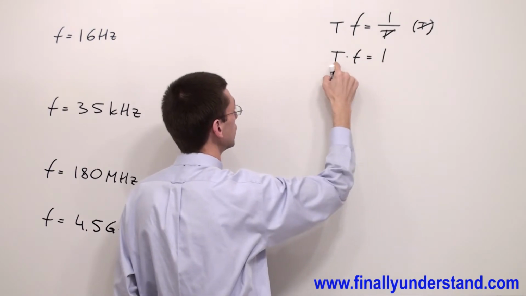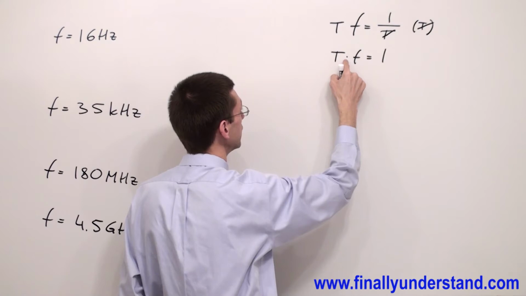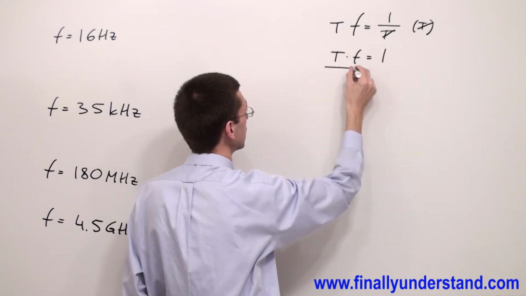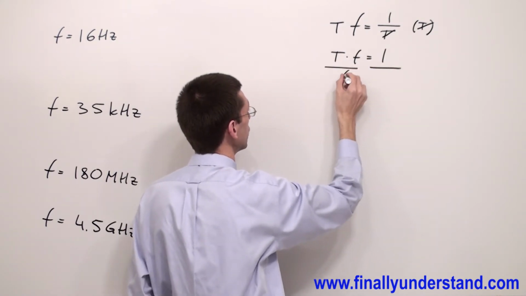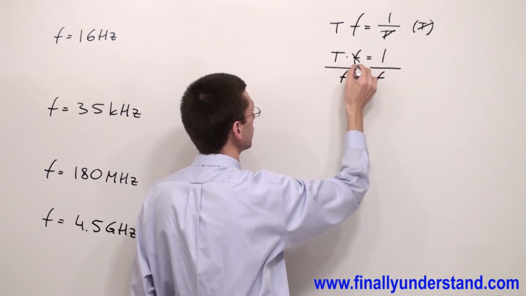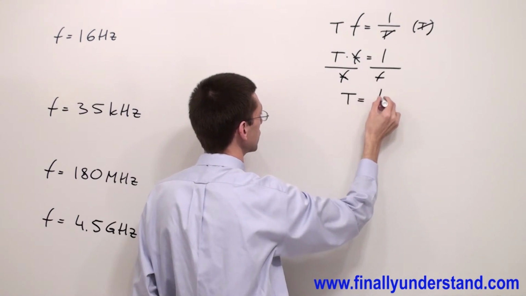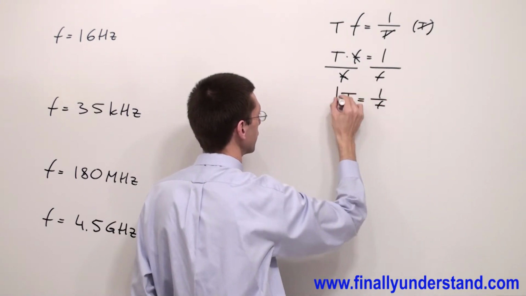I'm looking for T, the period. In order to find T, I have to eliminate the multiplication. That's why I have to divide both sides of the equation by whatever is multiplied by T. I have to divide by f. So the formula for period is T equals 1 over f.